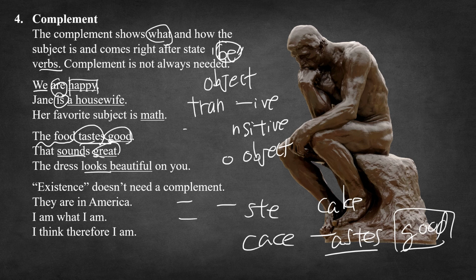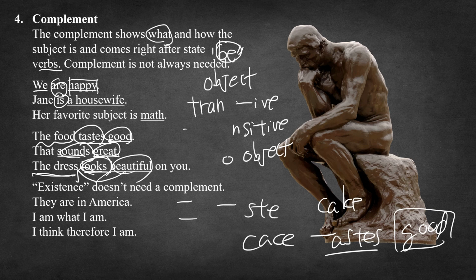That sounds great. So this word, sounds, takes great as the complement. The dress looks beautiful on you. Beautiful is a complement. It is an adjective, and then it becomes the complement of the verb. So actually, beautiful is describing the dress.